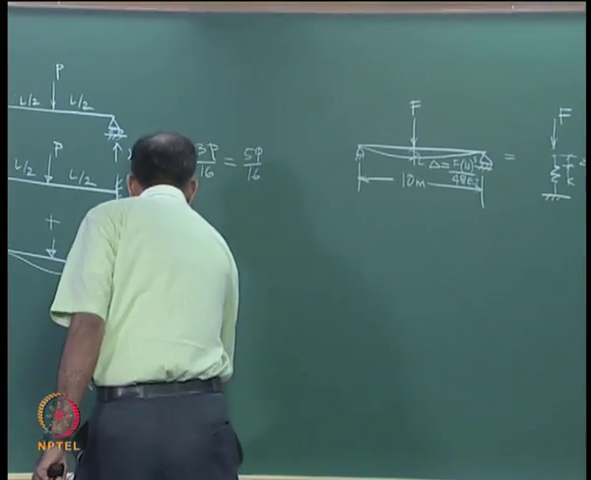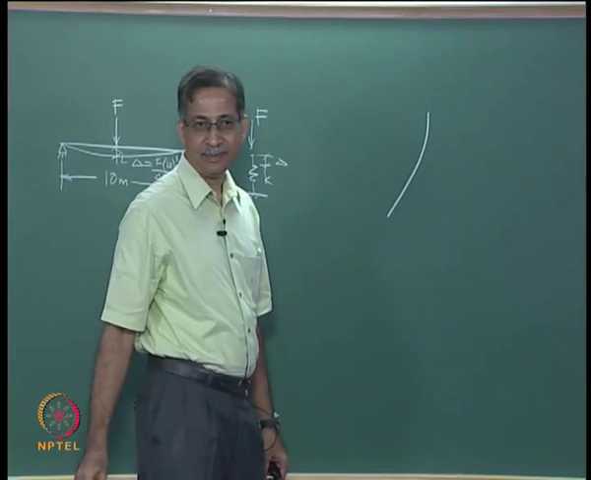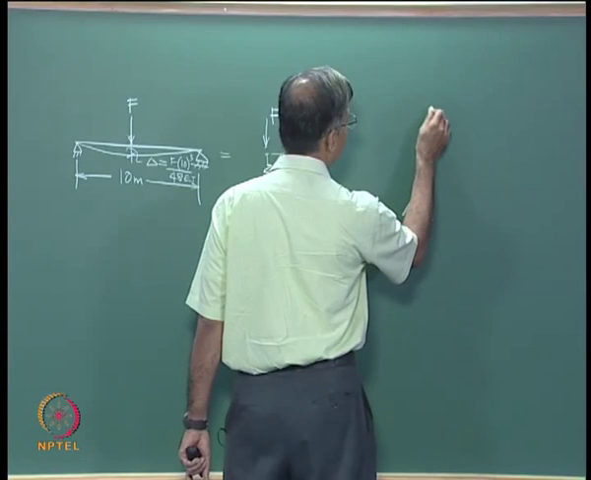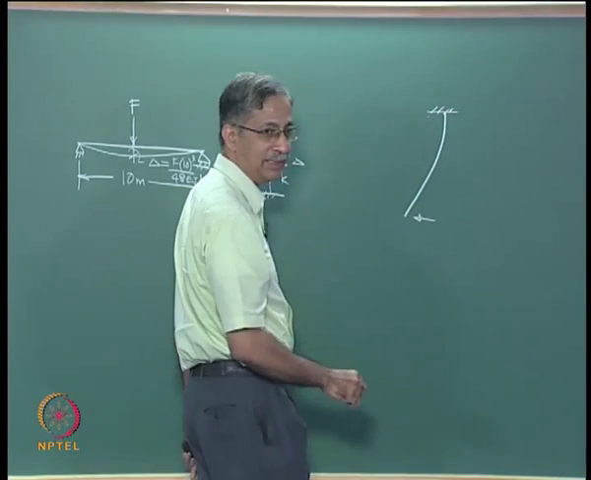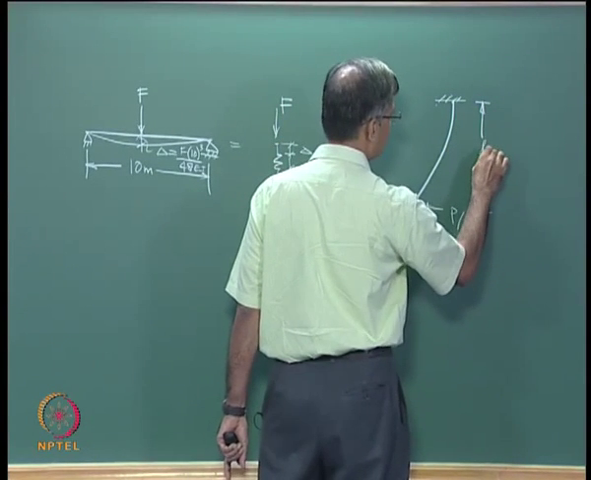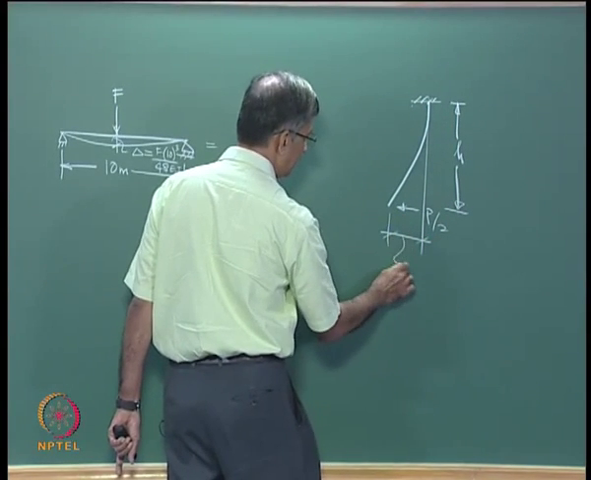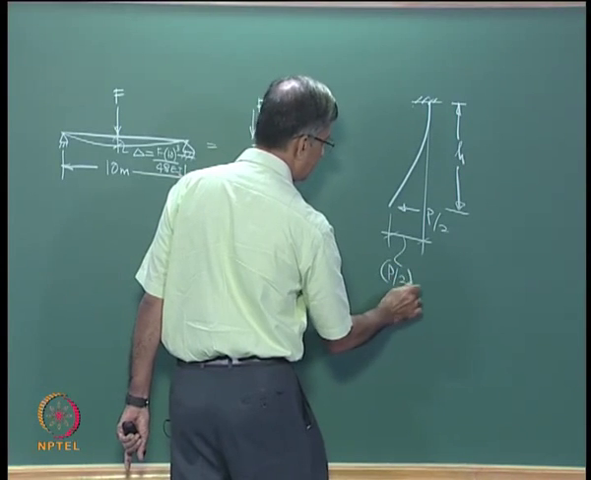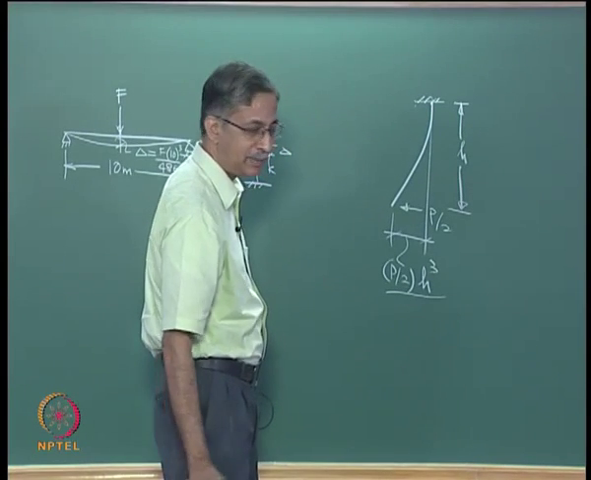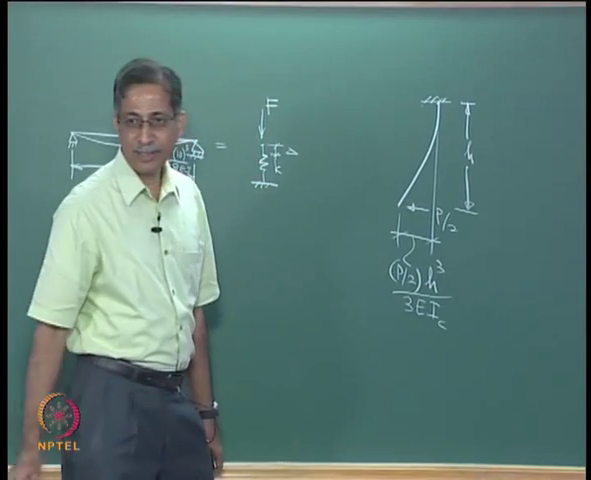See, look at that picture, it has taken this shape. What is the force here? P by 2. It is a situation like this, right? This is P by 2, this is H. What do you think this deflection is? Is it so difficult? P by 2 into h cubed by 3 EIC. It is not difficult.